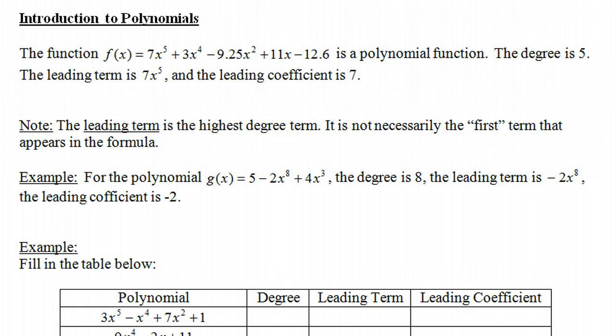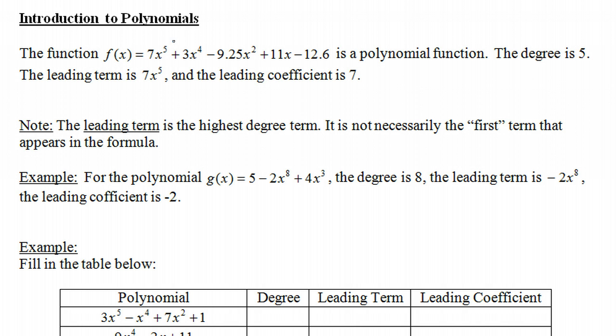In this video, we're going to do an introduction to polynomials. So let's begin with an example of a polynomial. The function f of x equals 7x to the fifth plus 3x to the fourth minus 9.25x squared plus 11x minus 12.6. This is a polynomial function. Okay, the degree of this polynomial is 5.